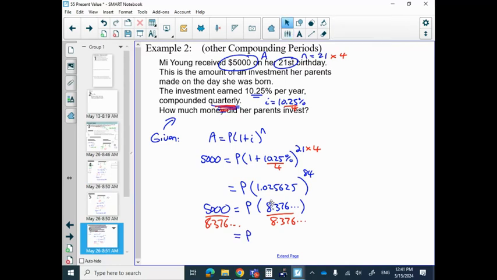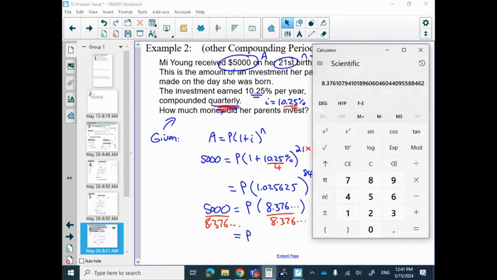All right, so here we go. We just divide both sides by 8.376 and so on, right? So that number's in there for me. I'm going to use the feature of the calculator where I can store that number, and then I can do 5,000 divided by memory recall equals. Most calculators have that feature. 596.94 in the end. We just round the money value, so $596.94.